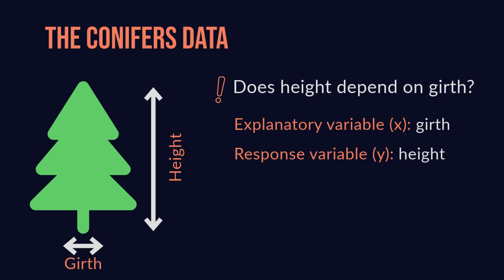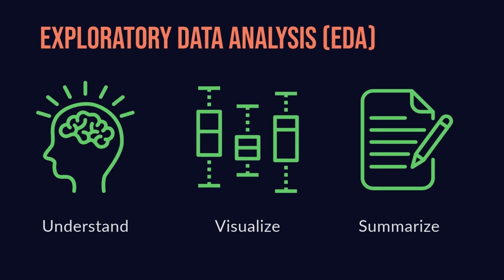Before we start linear regression modeling, we need to do an exploratory data analysis. Exploratory data analysis, or EDA, can be typically divided into 3 steps. First, we want to understand our data. Second, we want to visualize our data using different types of plots. And third, we want to calculate some summary statistics of our data. These steps will give us high-level information of our data.